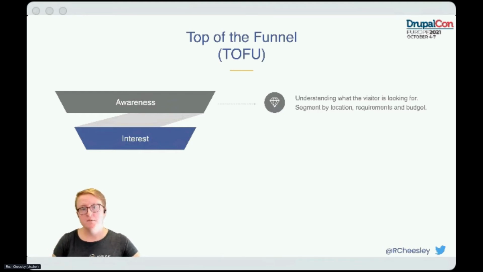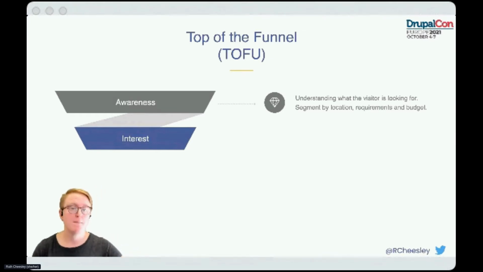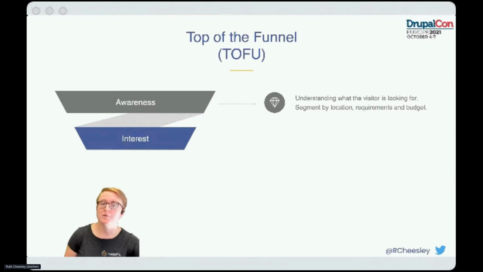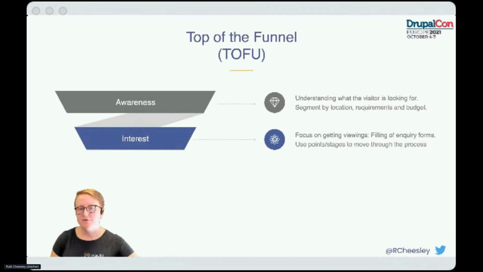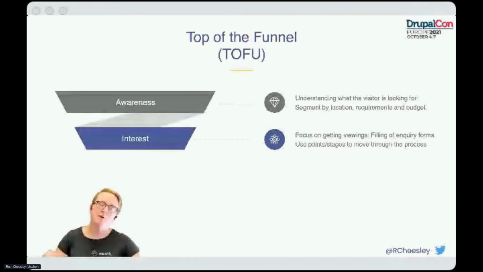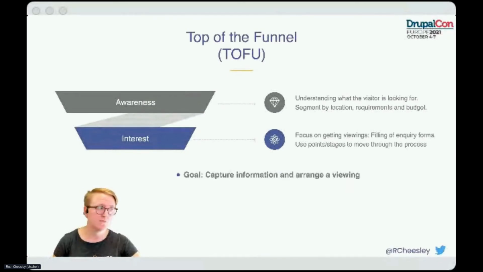We might segment them by location. We might segment them by requirements. Do they need a garden? Do they need a garage? Are they looking for a detached or a semi-detached? And maybe even also by budget to make sure that we are dealing with them appropriately based on what they're looking to spend. As they move down, the focus there is on getting viewings. It's on filling in inquiry forms, identifying the customer, using points and stages maybe to help us understand whereabouts they are in their journey. The goal here is to capture information and arrange the viewing.